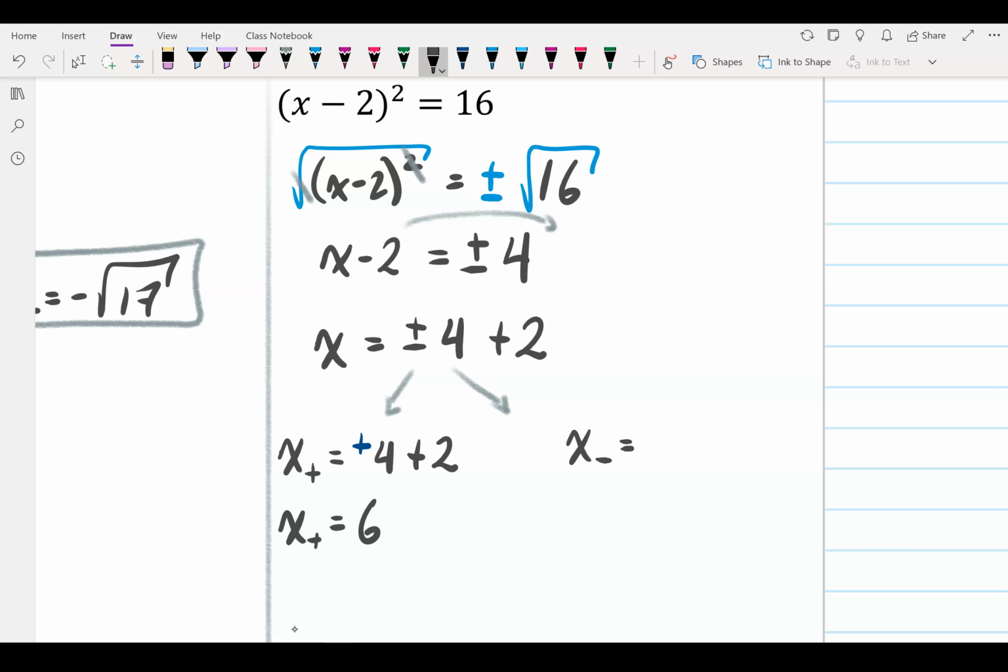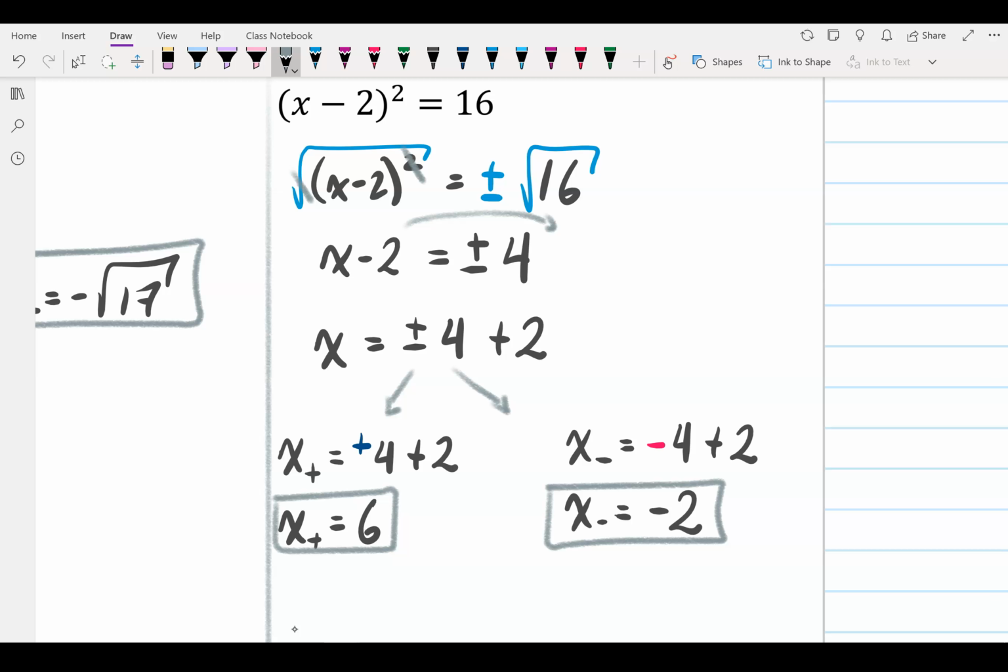It's 6. So our answer is 6. Let's do the negative case. What if it was negative 4 plus 2? What's negative 4 plus 2? Negative 4 plus 2 is negative 2.